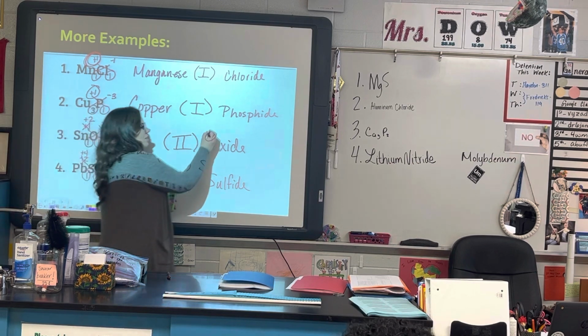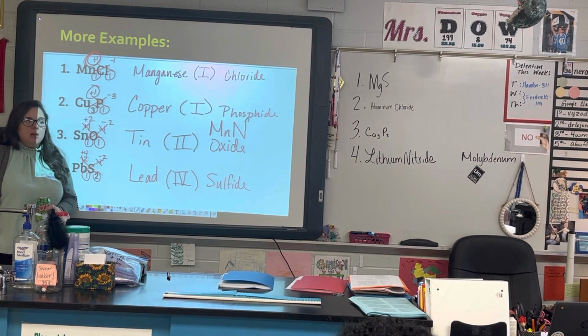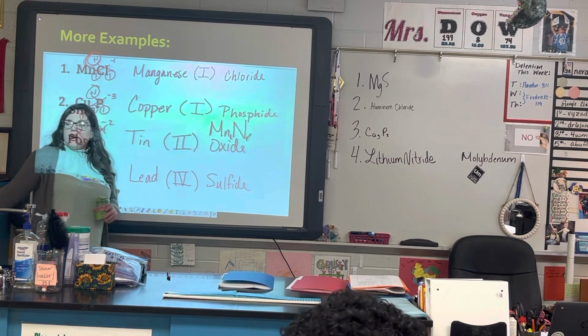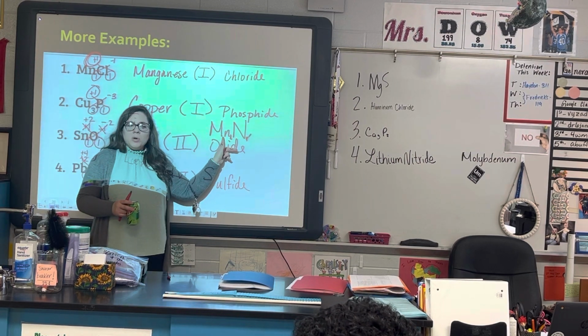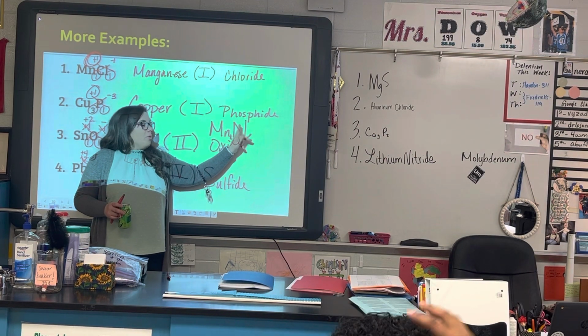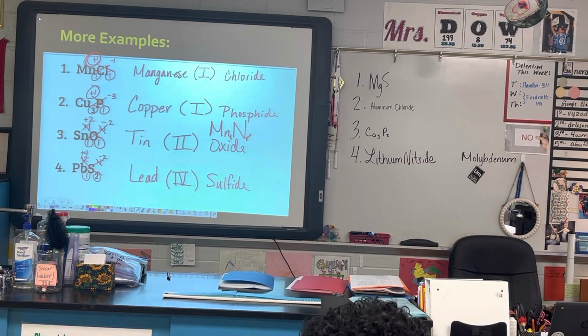Because what if you had something like this? Mn and N. Right now it's 1 and 1, but if you look up nitrogen's charge, what is it? 3. So what does that mean manganese was? A 3 before it was reduced to 1 and 1. So you always have to check that nonmetal's charge. Okay, don't just assume it's whatever subscript is over there.